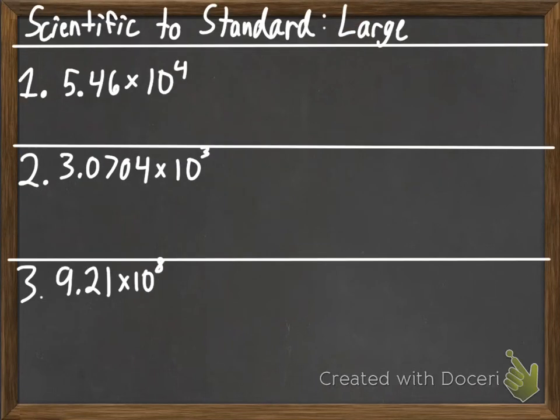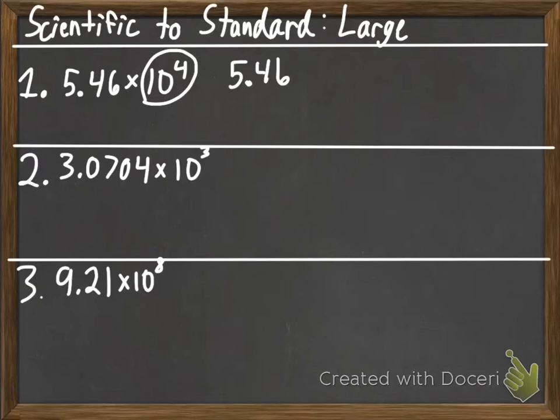Okay, now we're going to go from scientific notation to standard notation. So this is a bit different. What I want you to do for this is, when you see the problem, rewrite the numbers that are on the left of the multiplication symbol. So let's rewrite 5.46. Identify your decimal point, and then look at the 10 to the power. So it's 10 to the fourth.